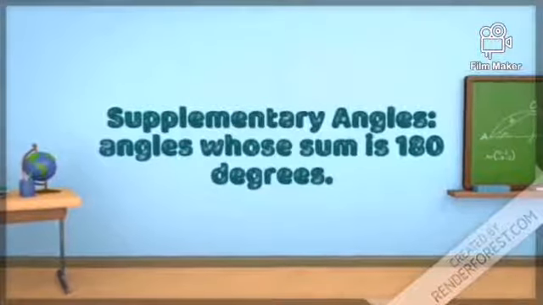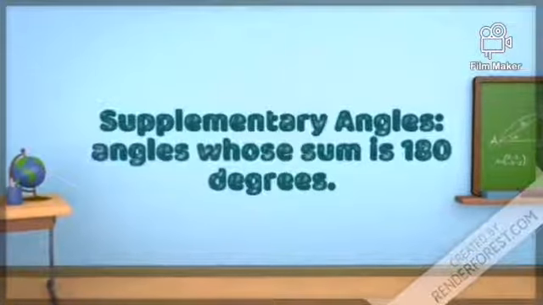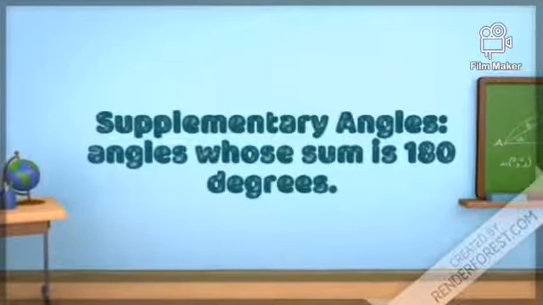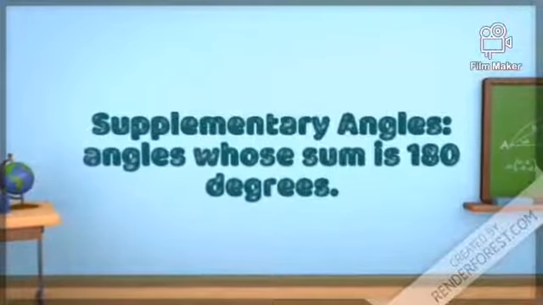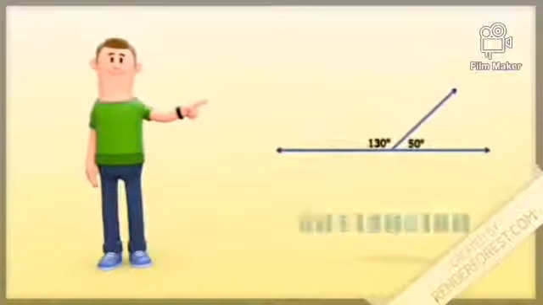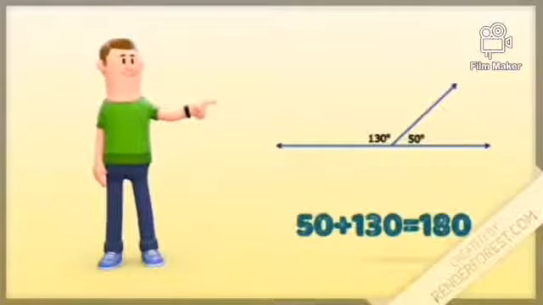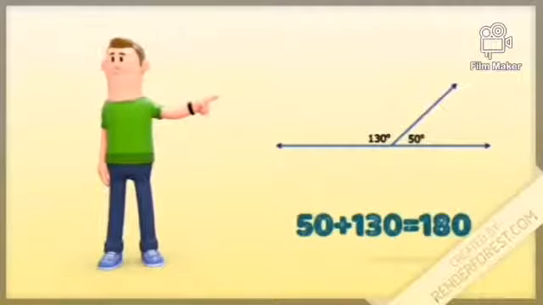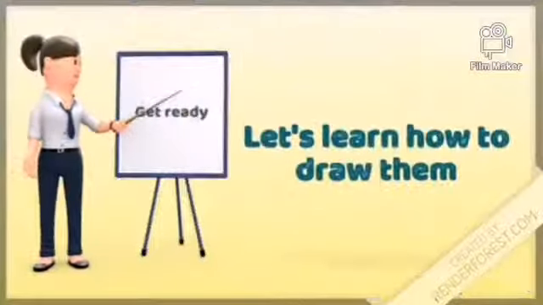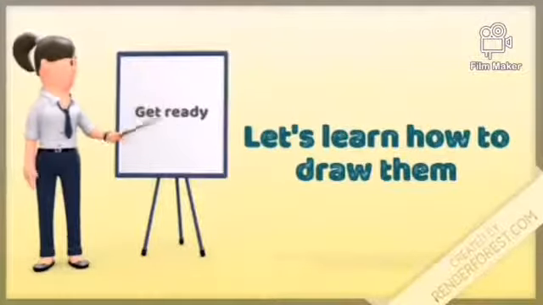I also have supplementary angles. Supplementary angles are the angles that I add to get 180 degrees. Like in this example, I have one angle 50 degrees and the other one is 130. If I add them, I can see that their measure is 180. So these are supplementary. Let's now learn how to draw them.